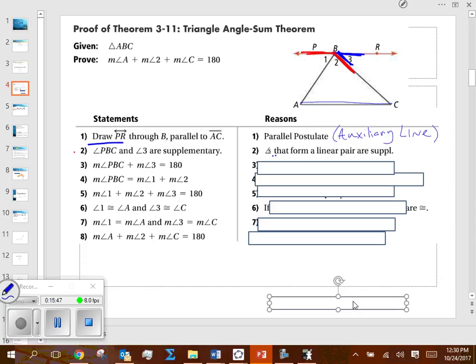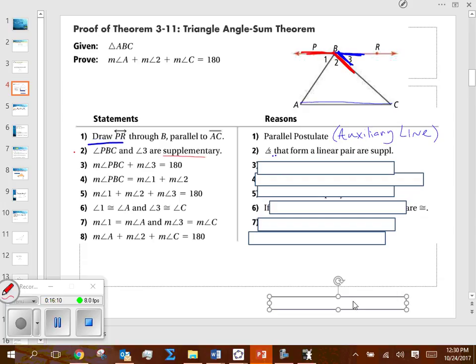We can argue. We know for certain now that we have PBC plus 3 is equal to 180. That would not have happened if I would have just left it as triangle ABC. I need that auxiliary line to develop those supplementary angles. Does that make sense? So that was the necessity of that auxiliary line.